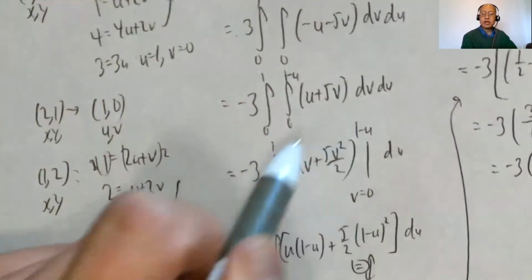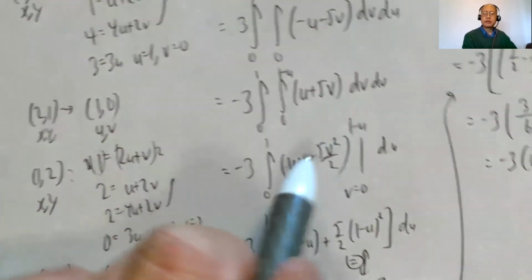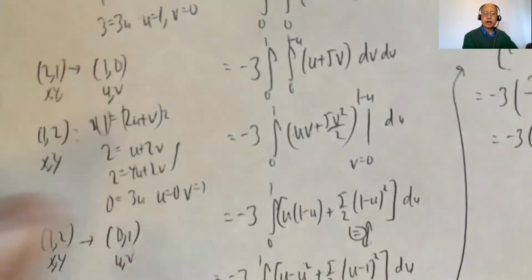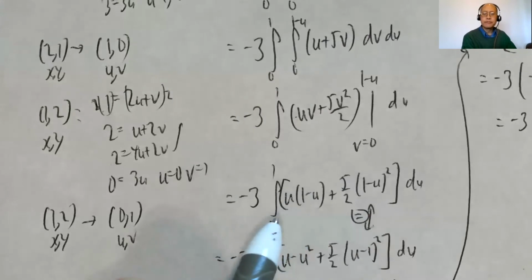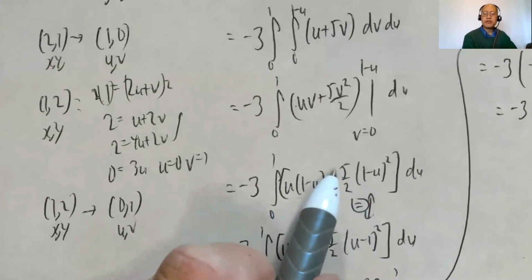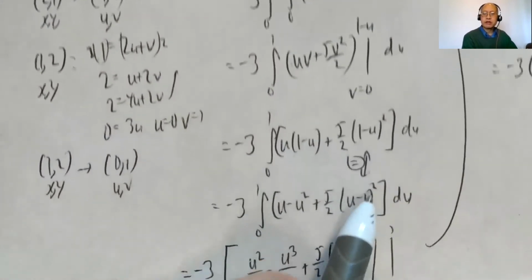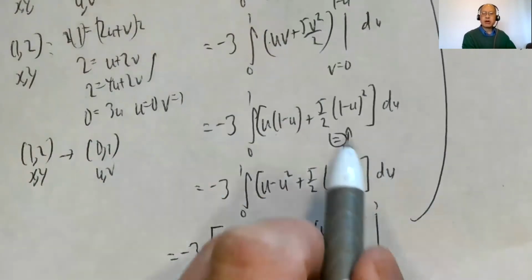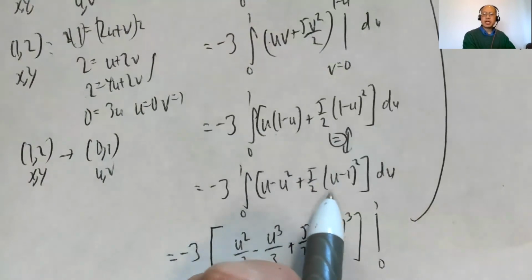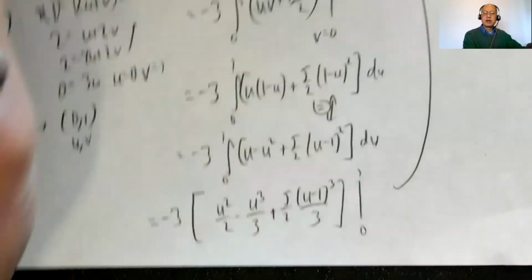So integrate with respect to v: uv plus 5v squared over 2. v goes from 0 to 1 minus u. Plug in 0, you get 0. Plug in 1 minus u: u times 1 minus u plus 5 halves 1 minus u squared du. To make things easier on me, 1 minus u squared is the same as u minus 1 squared.